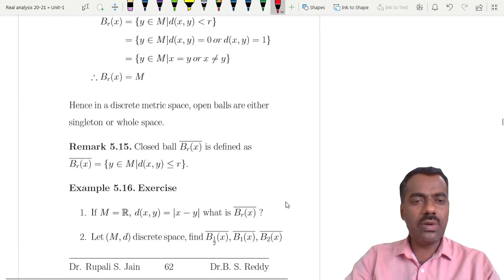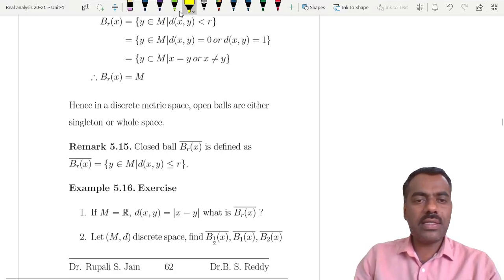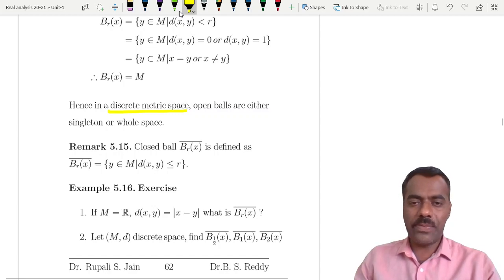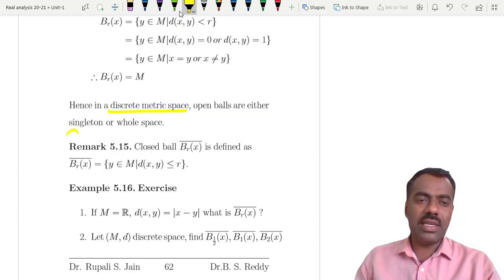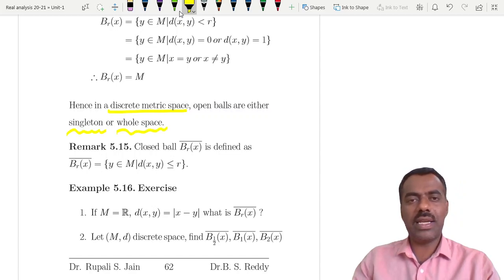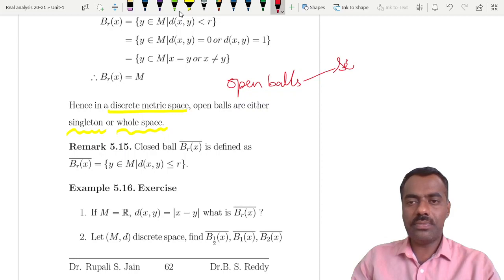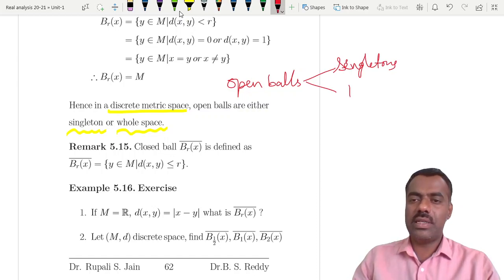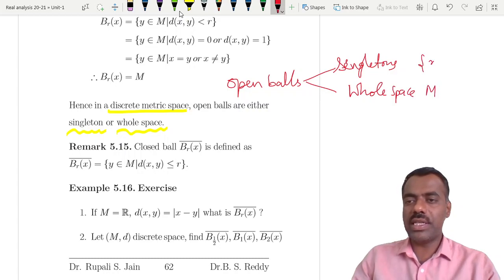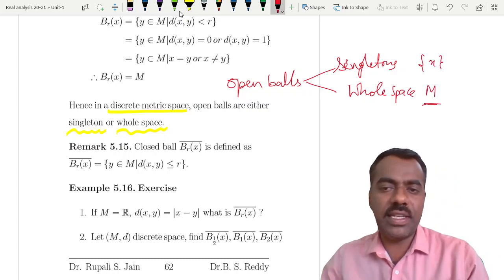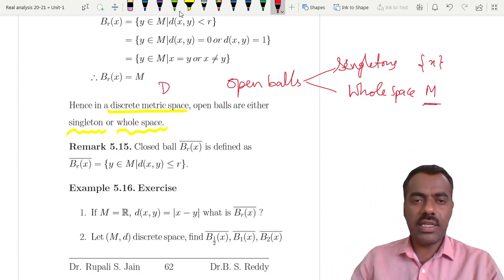So what we have concluded is that in a discrete metric space, there are only two types of open balls available: either a singleton or the whole metric space. Hope that is clear. So open balls in a discrete metric space are either singletons or the whole space M, where M is the metric space. This is in the discrete metric space.